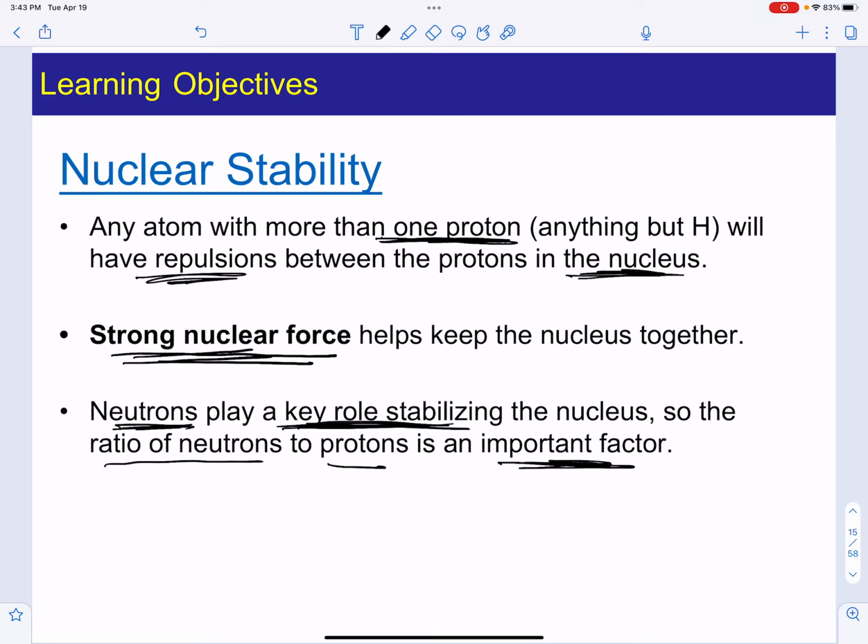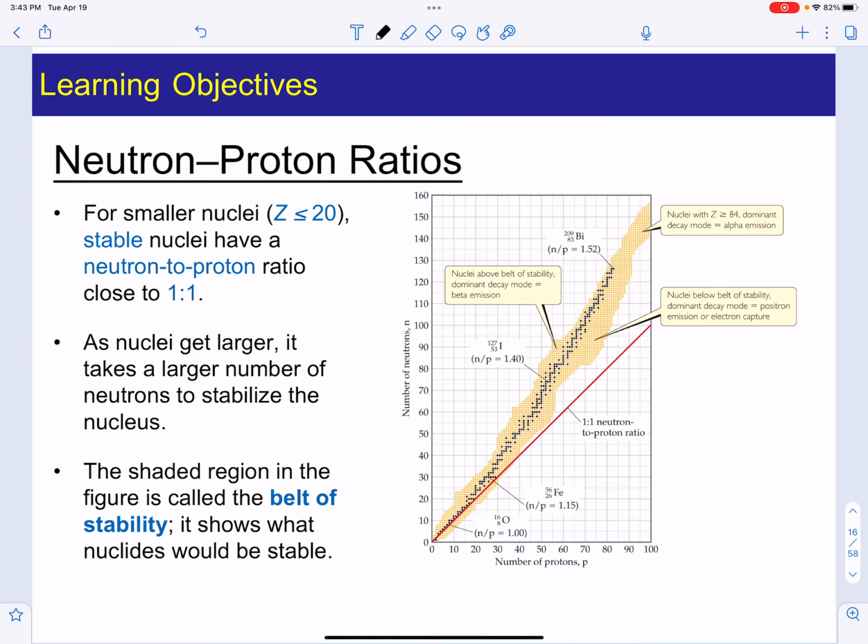So that only happens with elements with atomic number less than 20. So any element all the way to calcium, they are probably going to have a ratio of almost 1:1, which makes them very stable. And those are the traditional elements that we see all around us most of the time. So this neutron to proton ratio is very important. And like I told you before, atomic number less than or equal to 20, calcium, with a neutron to proton ratio of 1:1, those are going to be stable elements.